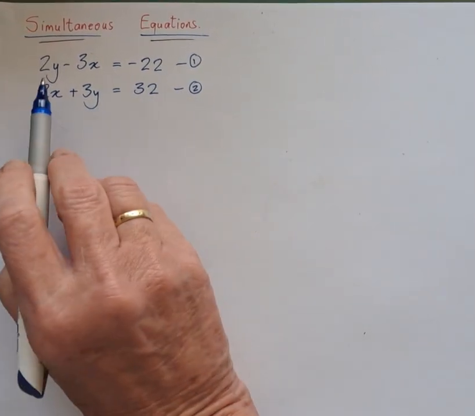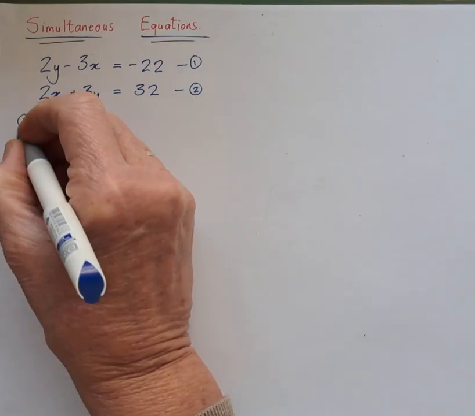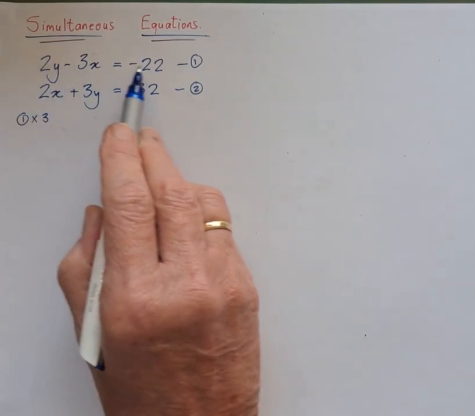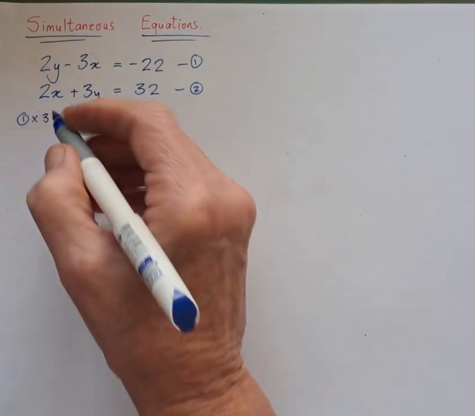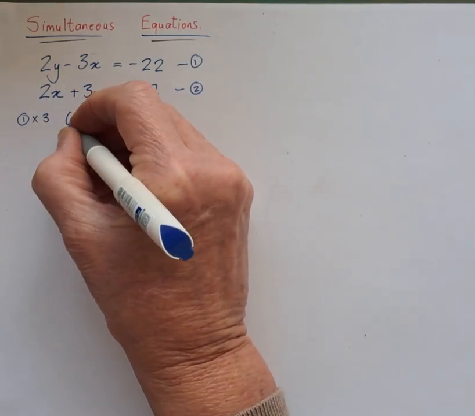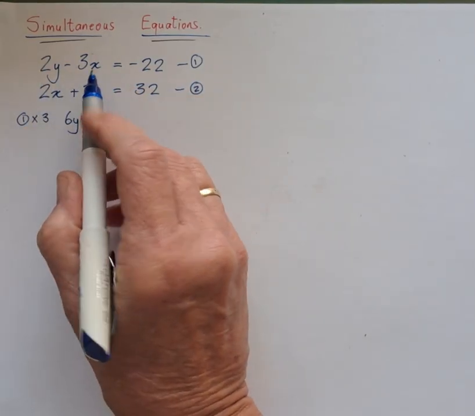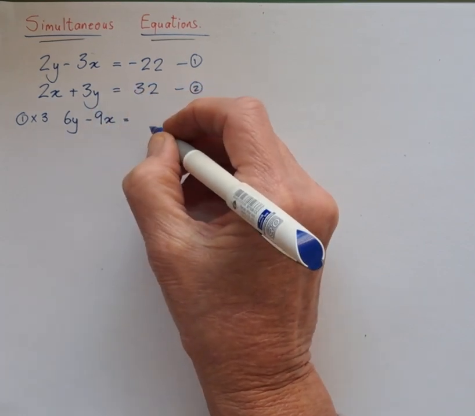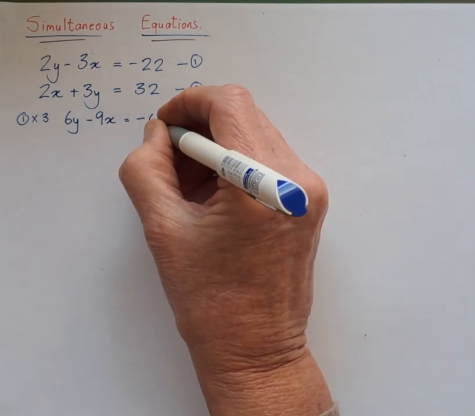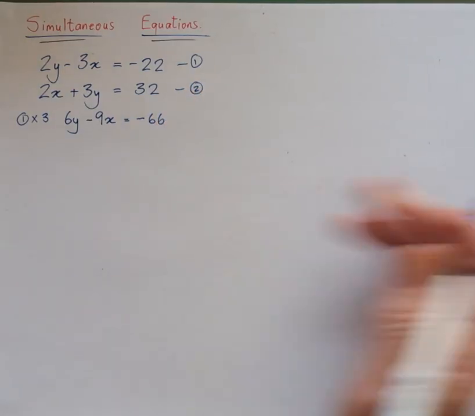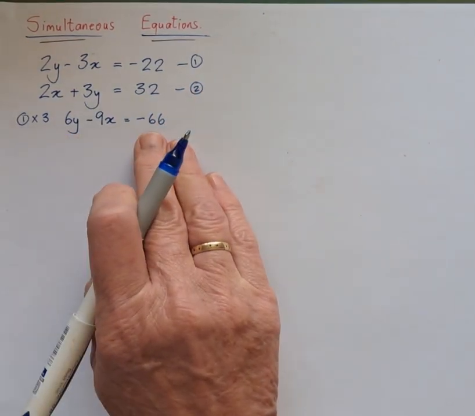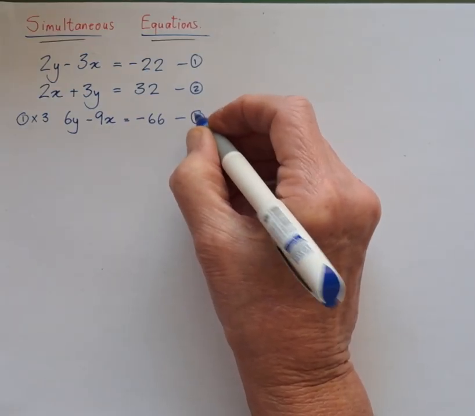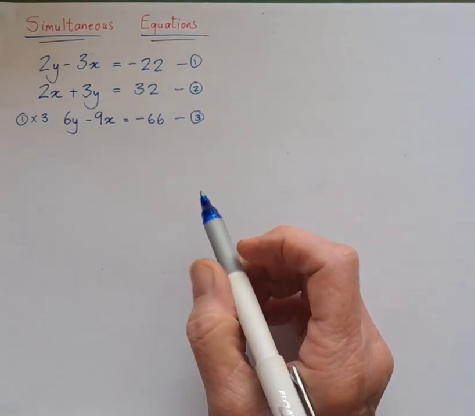I'm saying that I'm going to take equation 1 and I'm going to multiply it by 3. So that means multiply all the way through. So 2 times 3 is 6y. 3 times 3 is minus 9x. And that will give me negative 66. And because I've changed the look of the equation, it still has the same value, I'm going to give it a new name. And then that alleviates any confusion later on.